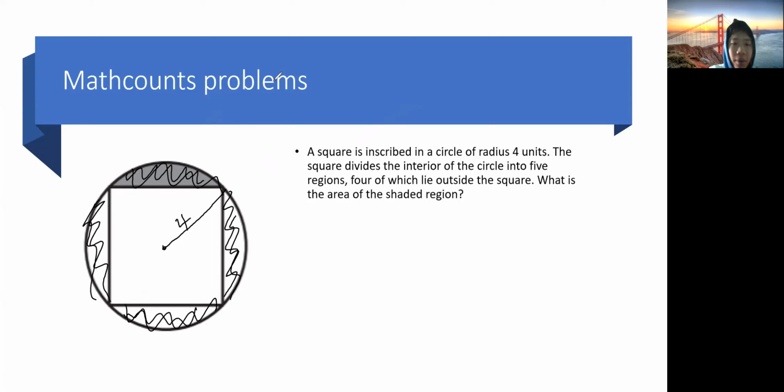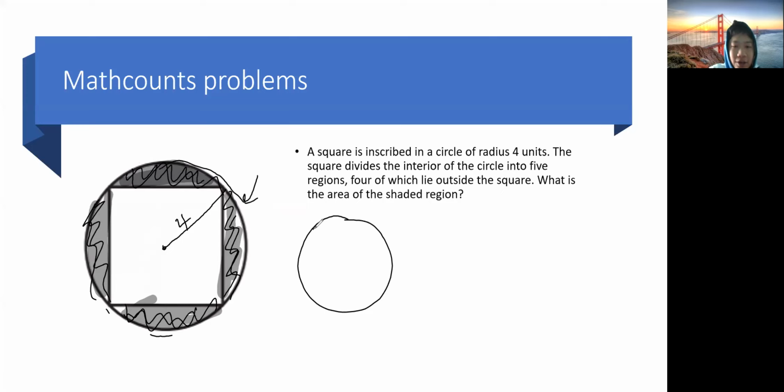So if we can find the combined area of all of this, and we divide by 4, then we get what we need, right? Because this is just 1/4 of all of that. So how do we find the area of all of this? Well, if you look at it, that's just the area between the square and the circle. It's inside the circle, but outside the square. So the total area of the circle is this, right?